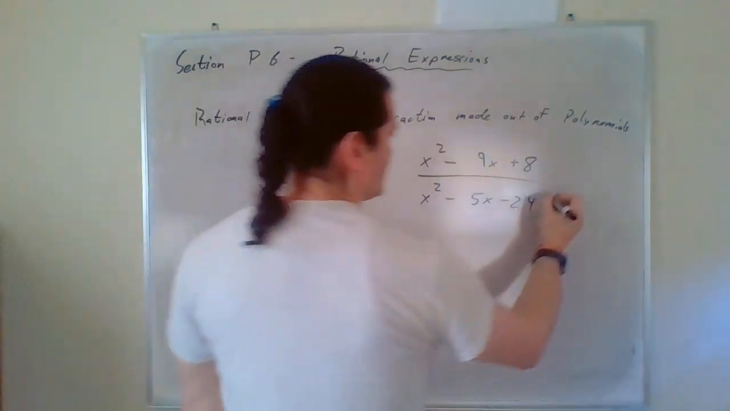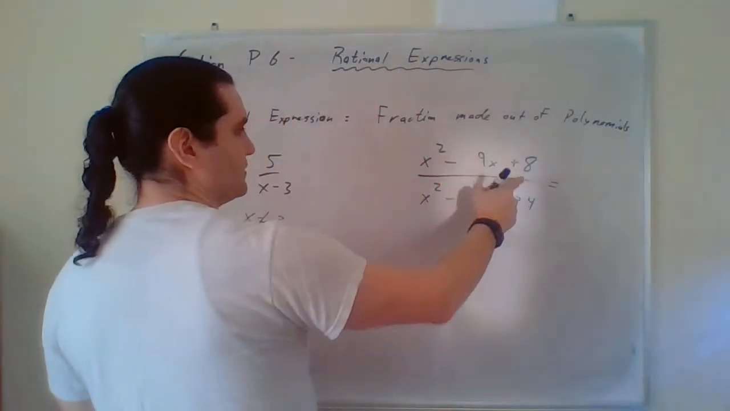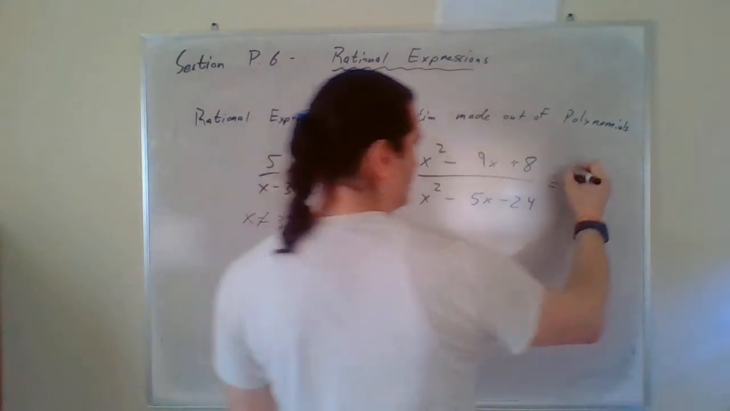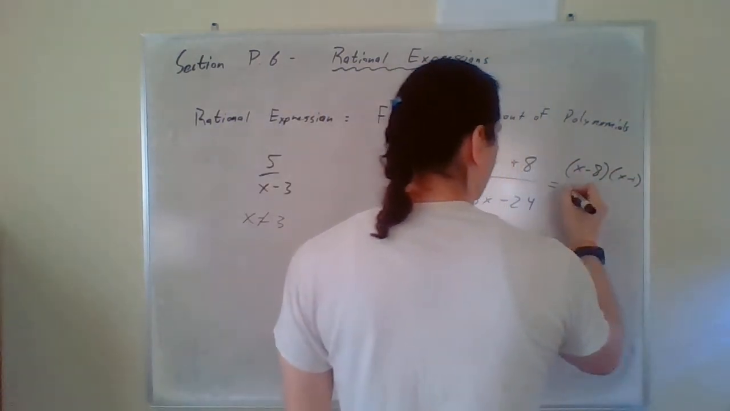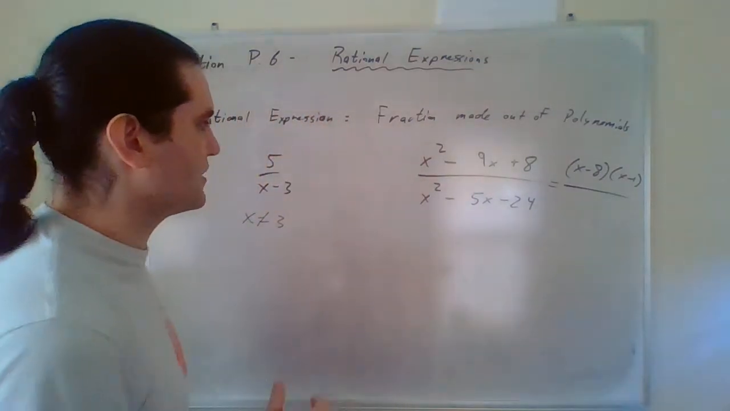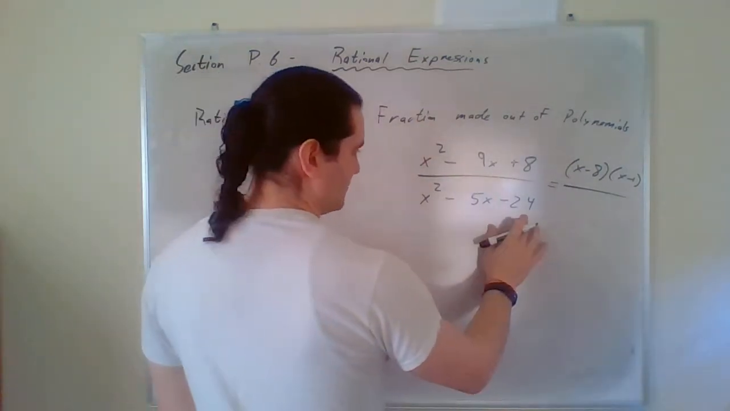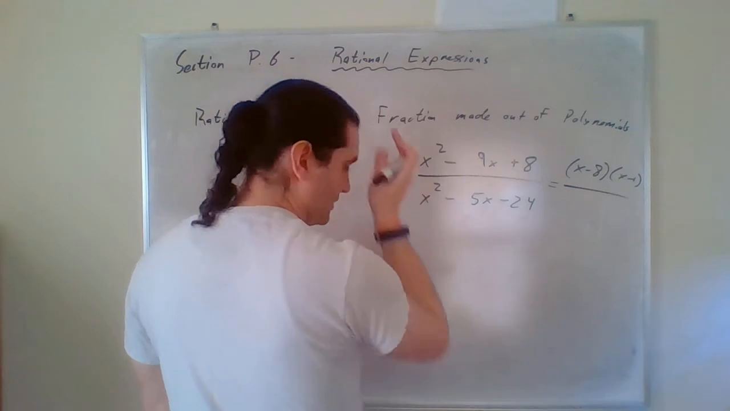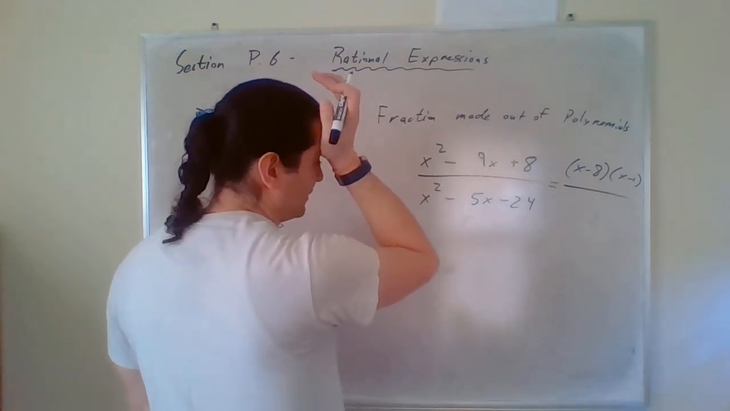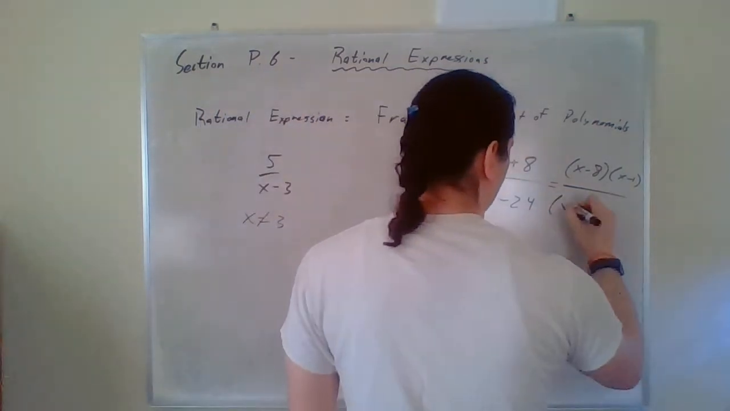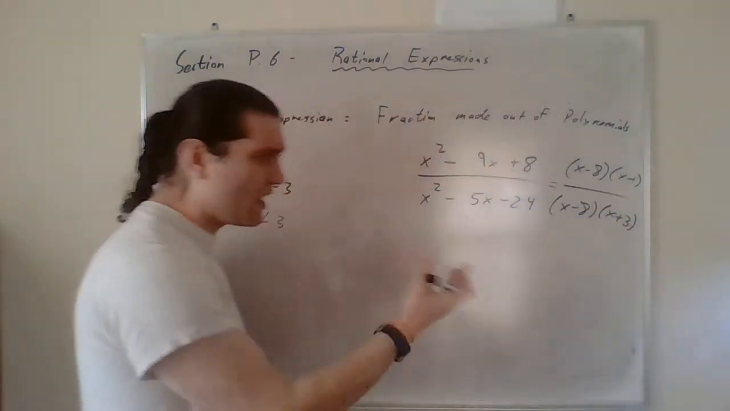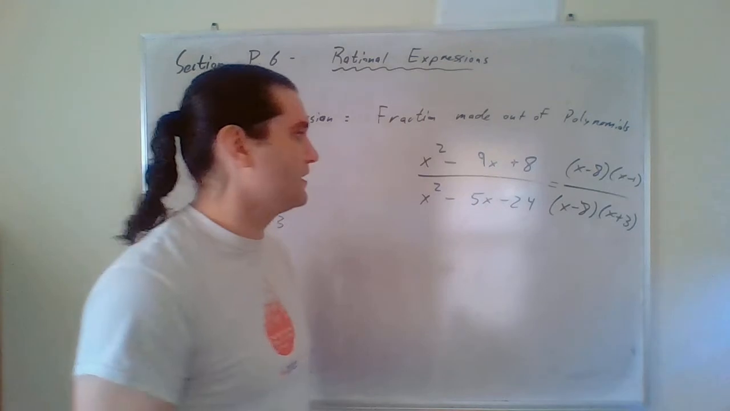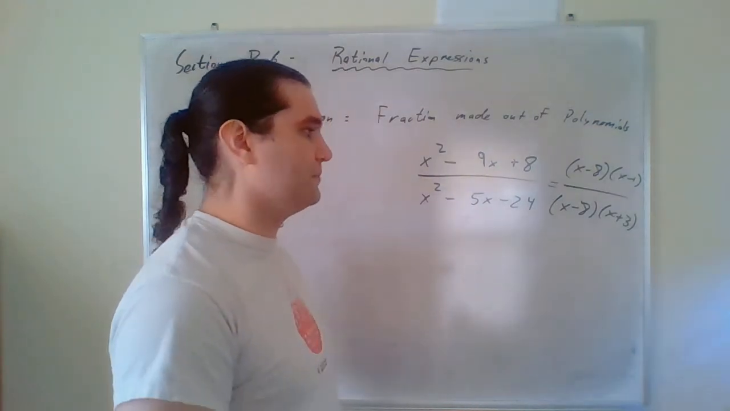If we want to factor this thing, I think it's going to look like negative 8, negative 1 on top, or x minus 8, x minus 1 on top. The bottom, I think, is going to look something like multiplies to negative 24 and adds to negative 5, so that's probably negative 8 and positive 3. x minus 8, x plus 3. So this is what we're working with as the factored version of this polynomial.